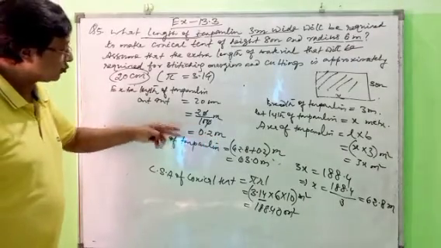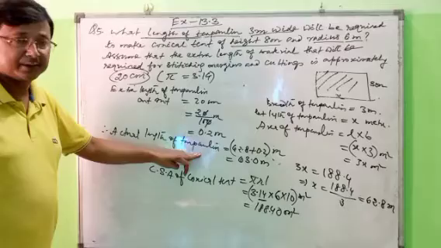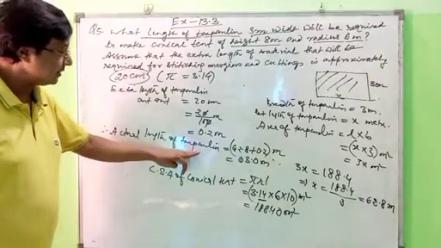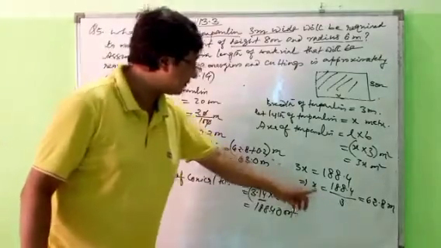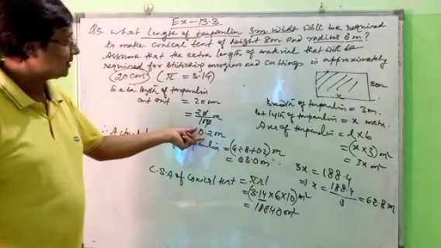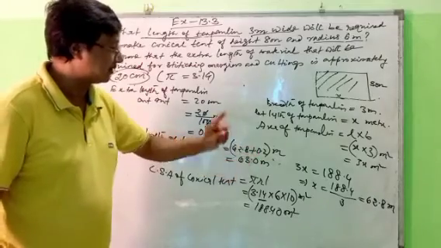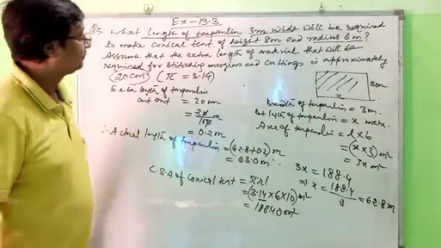So to get the actual length of the tarpaulin, that is the original length of the tarpaulin before cutting, that is 62.8 plus the extra length, that is 0.2. You have got 63 meters. So this is your answer.